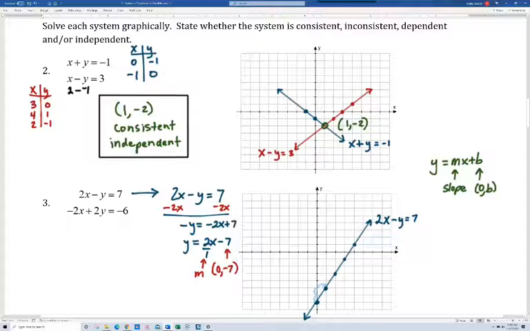We've got -2x plus 2y equals -6. Let's go ahead and add 2x to both sides. We get 2y is equal to 2x minus 6. And let's go ahead and divide by 2. And so we'll end up with y equals, now 2x over 2, that's going to be 1x or just x, and a minus 6 over 2, that'll be minus 3. So our y-intercept is going to be at 0, -3.